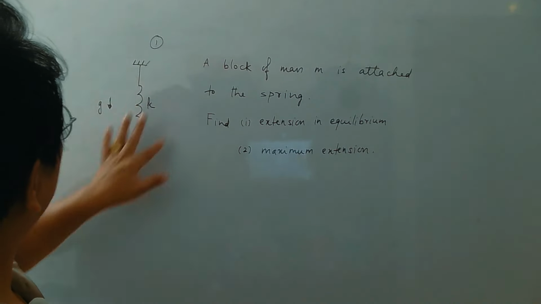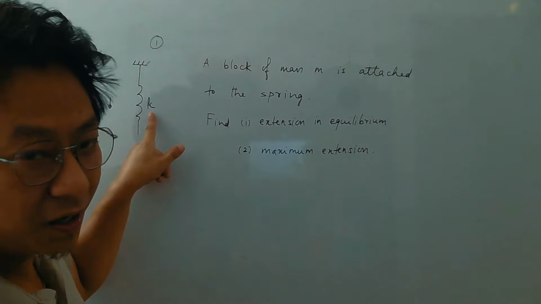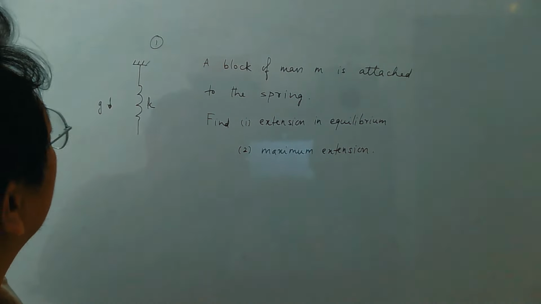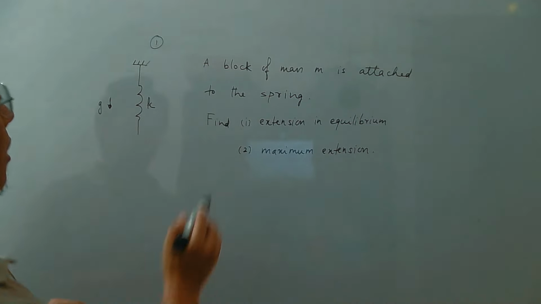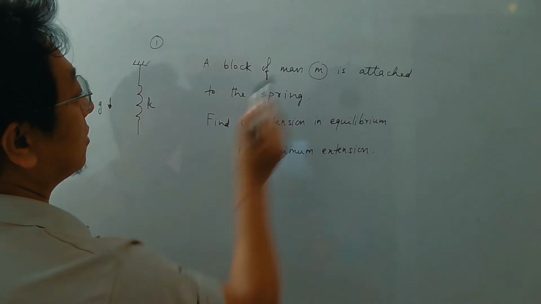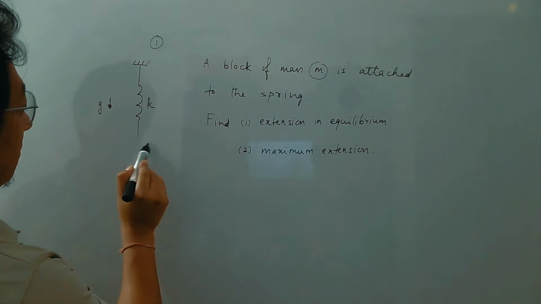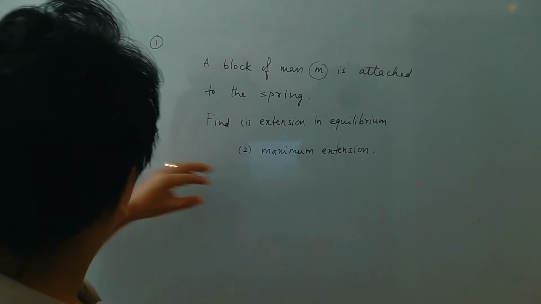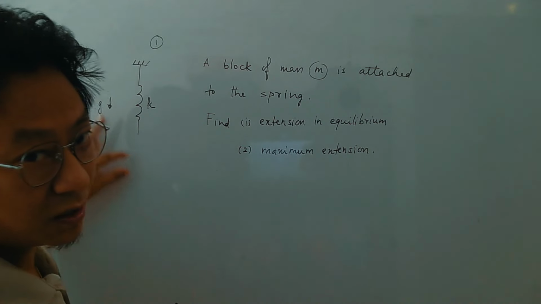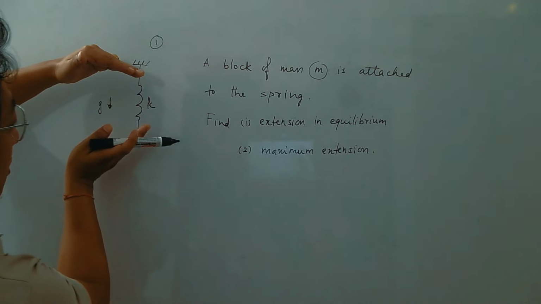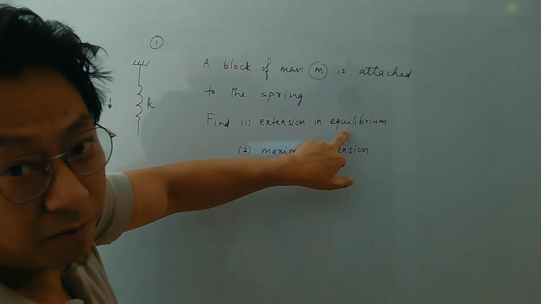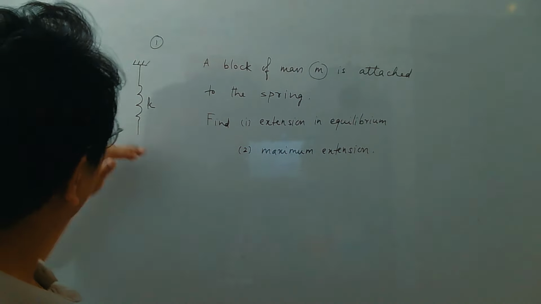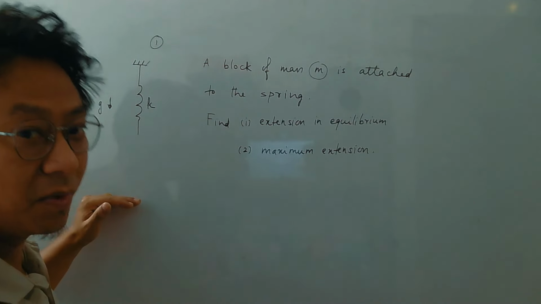So here they have given a spring with spring constant K, gravity is downwards, and one end of the spring is fixed to the ceiling. A block of mass m is attached to the spring here. We have to find what will be the extension in the spring, by how much the spring will stretch, extension in equilibrium first, and then we have to find what would be the maximum extension.